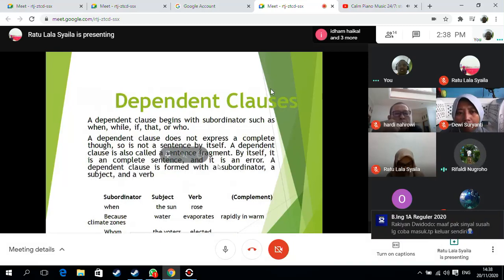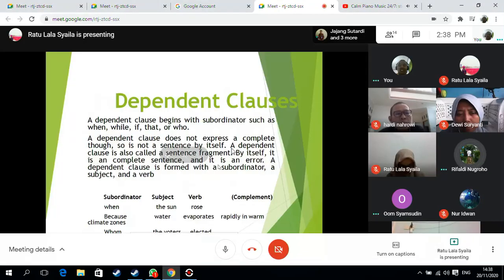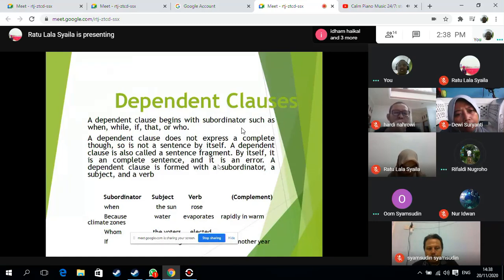Dependent clauses. A dependent clause begins with a subordinator such as when, while, if, that, or who. A dependent clause doesn't express a complete thought, so it's not a sentence by itself. A dependent clause is also called a sentence fragment. By itself, it is not a complete sentence and it is an error. A dependent clause is formed with a subordinator, a subject, and a verb.